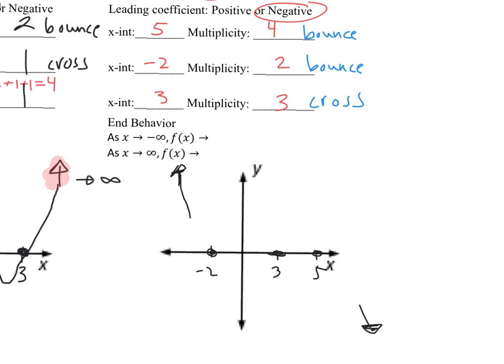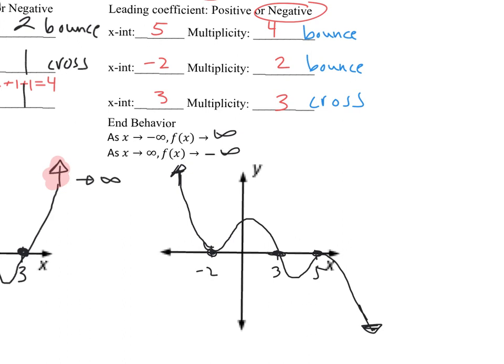So as we begin to draw, we have a bounce at -2. It's going to go ahead and cross at 3, come back, bounce at 5, and then come back down. And it will connect with the other arrow at the end. So that's how it would look in terms of our picture. Now, as x goes to -infinity, f of x goes to +infinity. And as x goes to +infinity, y goes to -infinity.